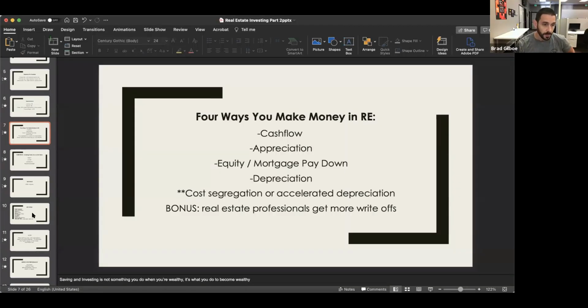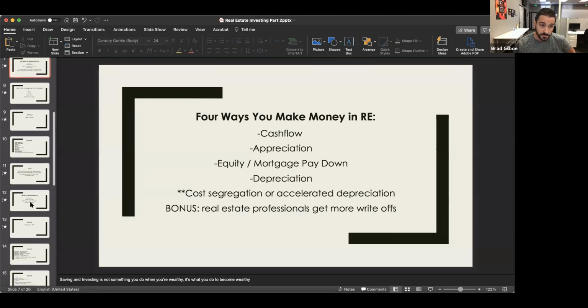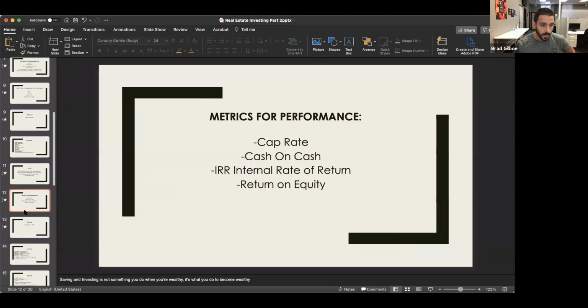Yep. Okay. So what I did is I was like, well, let me apply this and see if I can find a property. It was actually a small apartment building.